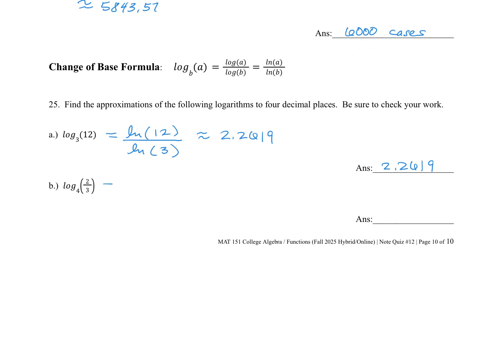For this last one, it's the same idea. It's the natural log of the number we're trying to calculate the logarithm for, divided by the natural log of the base, which is 4. In this case, when you type it in, you're going to get a negative 0.2925. And again, the idea here is if you took a 4 and raised it to this negative decimal exponent, you'll get pretty close to 2/3, but you won't get exactly 2/3 because it is an approximation that's been rounded.